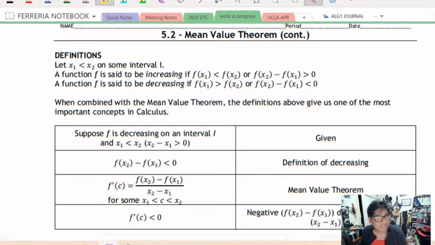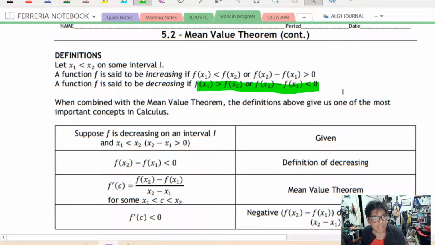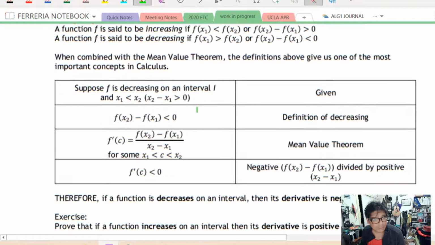And then we can say the same thing about decreasing. Decreasing happens when f of x1 is greater than f of x2. The y-coordinate on the left is greater than the y-coordinate on the right, which is the same thing as saying f of x2 minus f of x1 is less than 0. When we take those definitions together, we can come up with one of the most important concepts in calculus. So what is that really important concept in calculus?